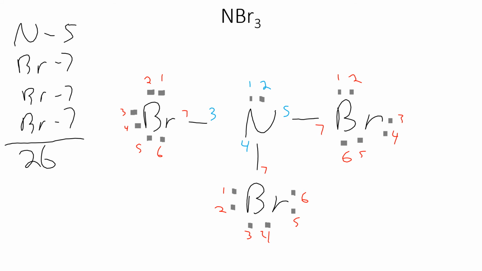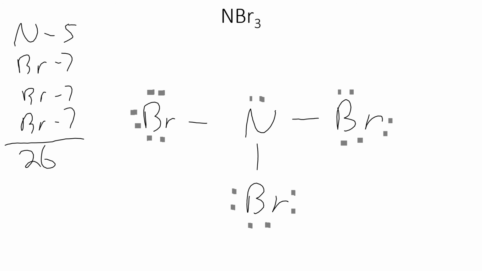So all the bromines have 7 formal electrons. That matches the valence electrons. The nitrogen has 5 formal electrons. That matches nitrogen's valence electrons. So what that means is that the formal charge of every atom in this molecule is going to be 0. So I'll just erase our counting numbers here. We'll put in the formal charge.